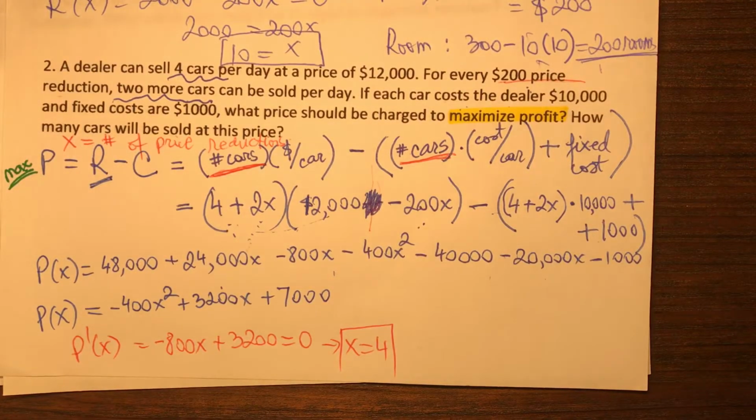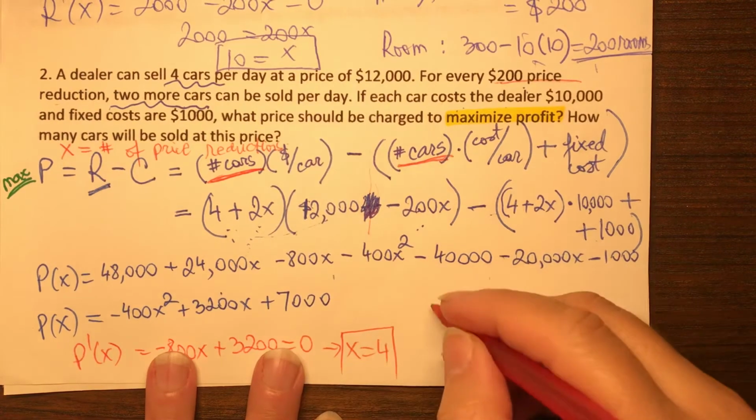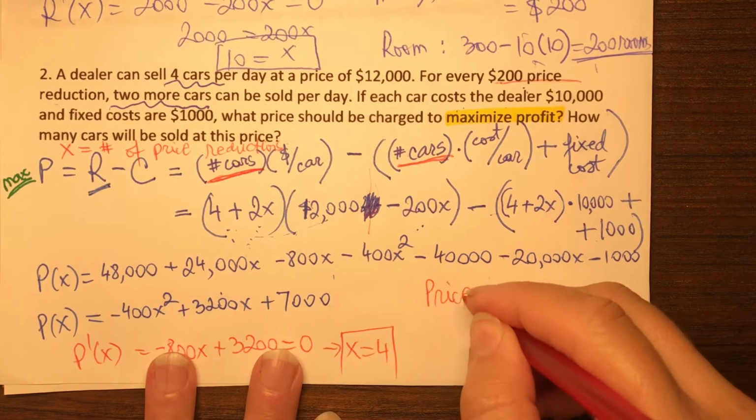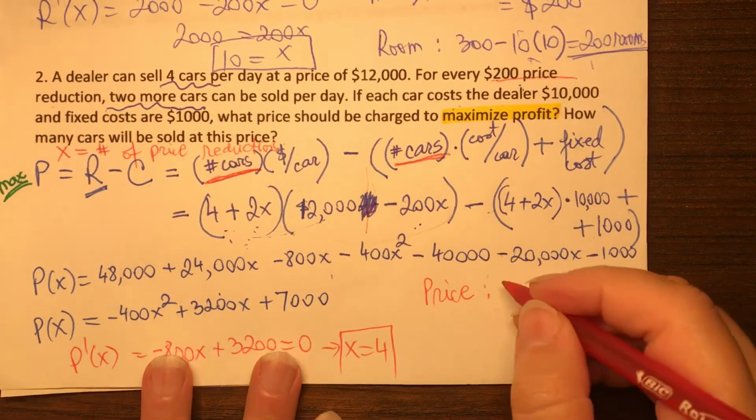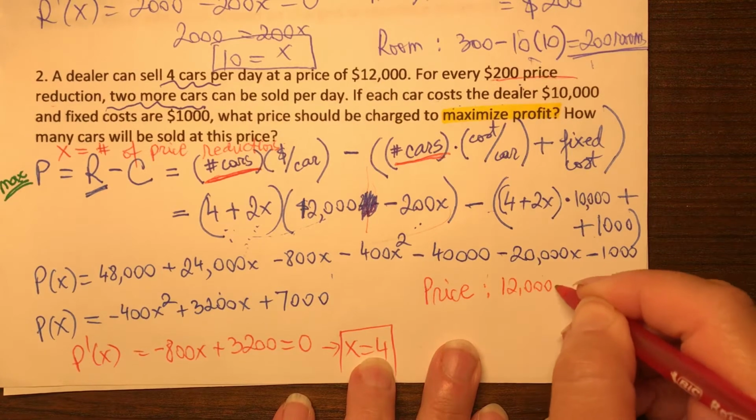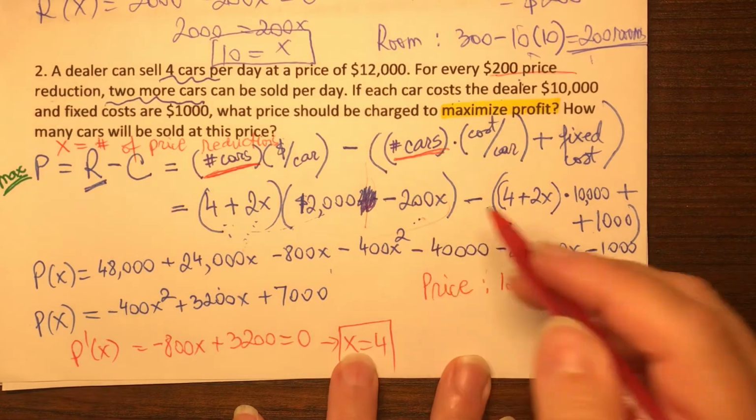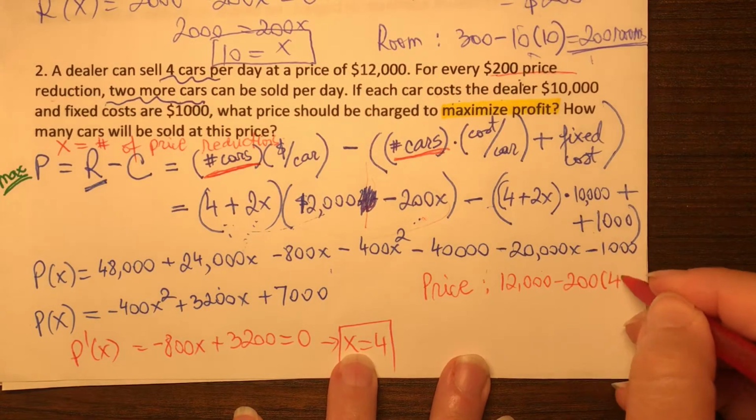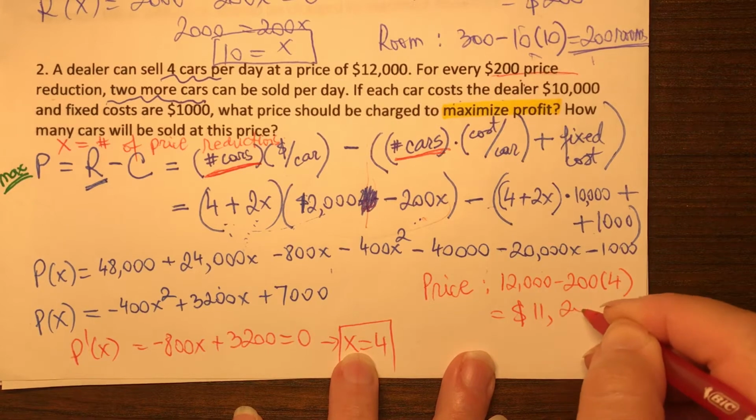So I got x is 4, so we know the number of price reductions. So what price should be charged in order to maximize the profit? The price per car is right here. You started at 12,000 and you took down 200. How many times? 4 times, yes? It's all written there. So in other words, you're going to be charging 11,200 per car.